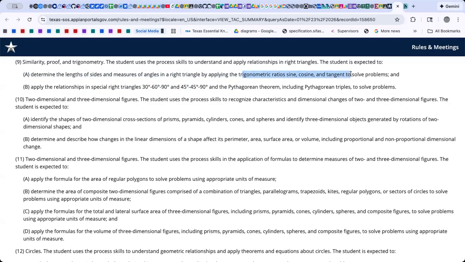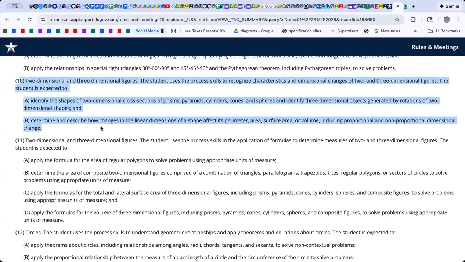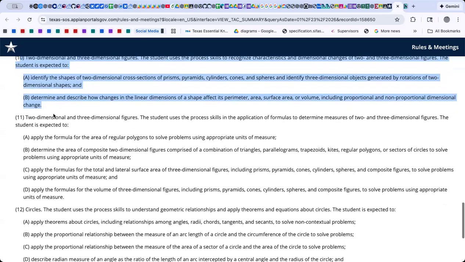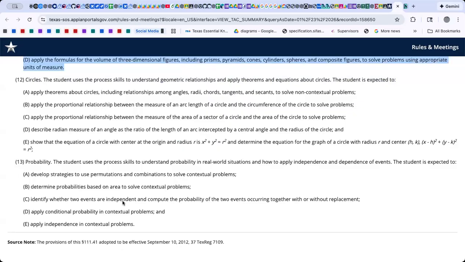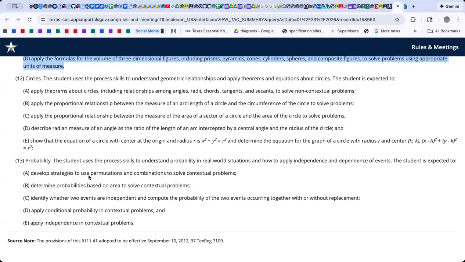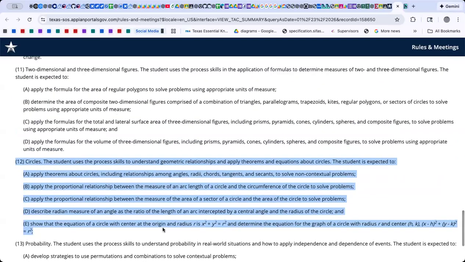Trigonometry we covered and we ended. That's where we are. So what is remaining? We have 2D and 3D figures, and a lot of it is there. Circles and probability. Honestly, that's a lot, because circles is a huge well that we need to dig into, and probability is another huge well that we need to dig into.